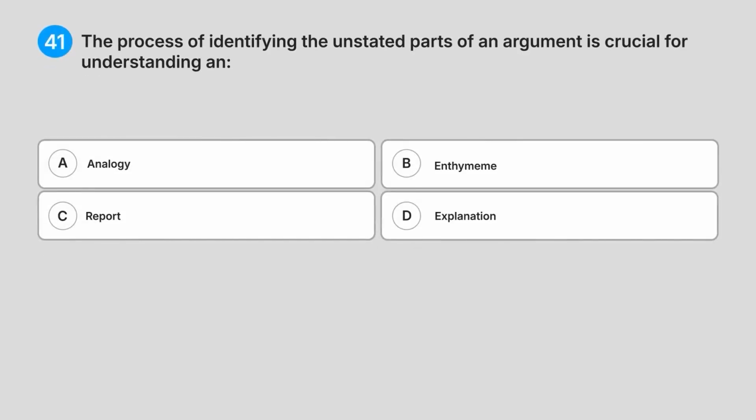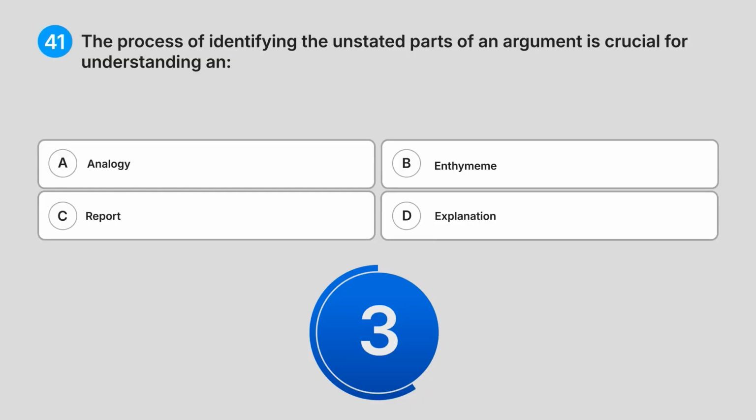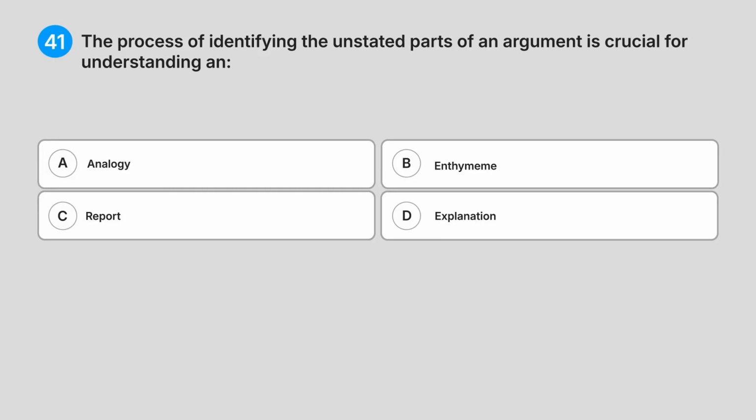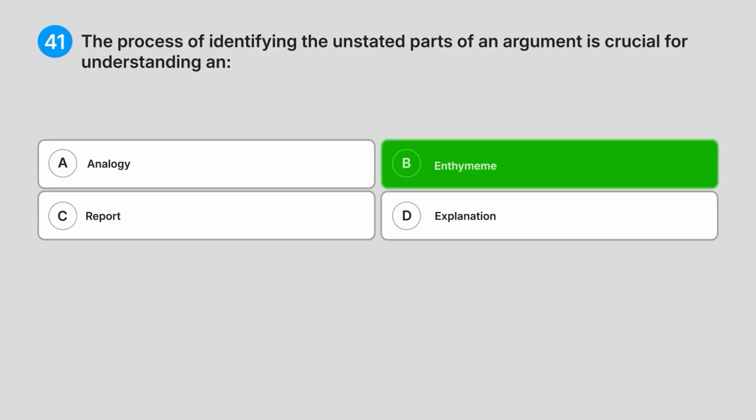The process of identifying the unstated parts of an argument is crucial for understanding an A. Analogy, B. Enthymeme, C. Report, D. Explanation. Do you know the answer? Correct answer, B. Enthymeme.